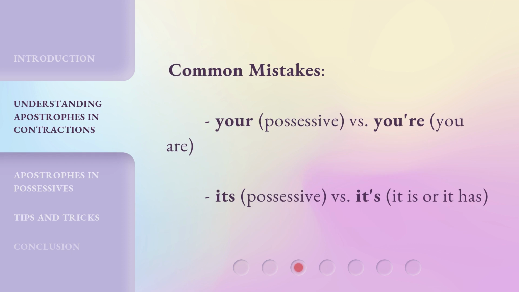Common mistakes. Your, possessive, versus you're, you are. Its, possessive, versus it's, it is or it has.